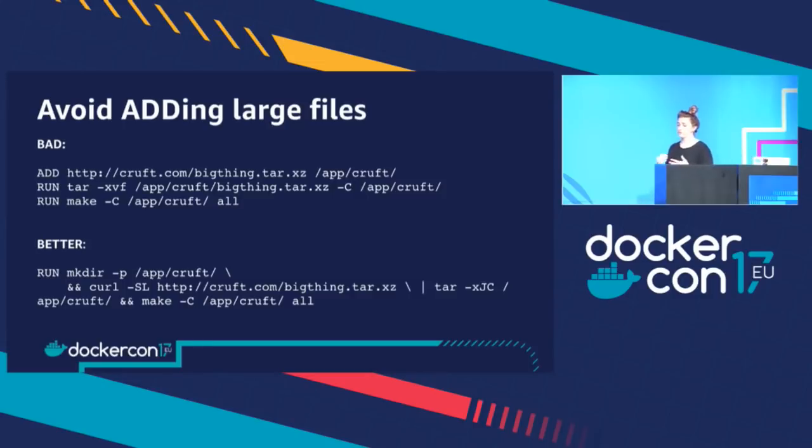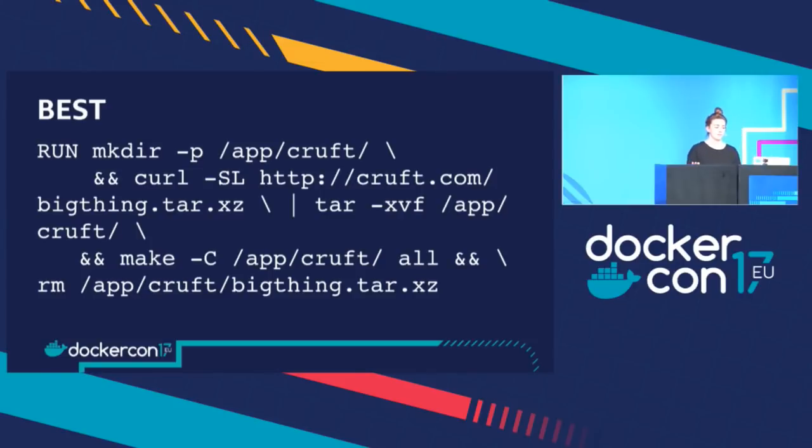The same with adding large files, right? So we have a bad example, a better example, and a best example. My bad one, it adds a file, it runs the contents of that, and then it runs make. So how I could make that better, I can get my file, and then I can do make all in one line, or I could be a little bit better. I could do that all in one piece.